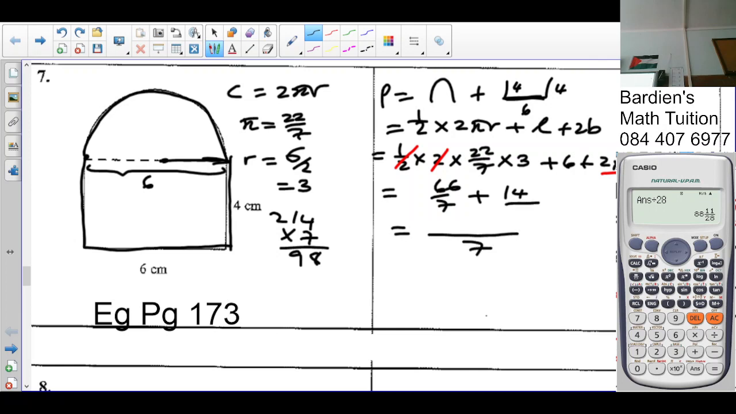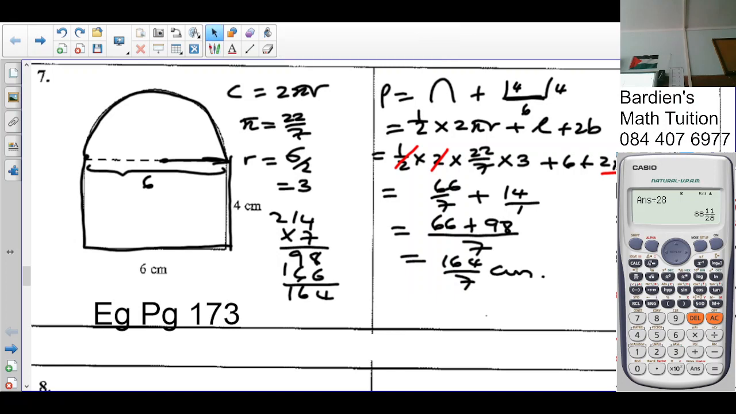So the LCM is 7. It's going to be 98 plus 66. So 98 plus 66 gives you 164 over 7 centimeters.